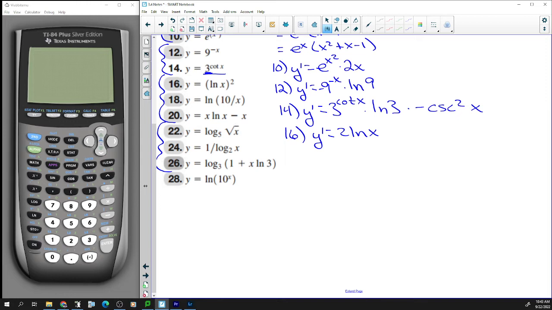Multiply the power rule, reduce power by 1, and then times 1 over x. So maybe we just write it like that. The derivative of natural log is 1 over x. It's the reciprocal.